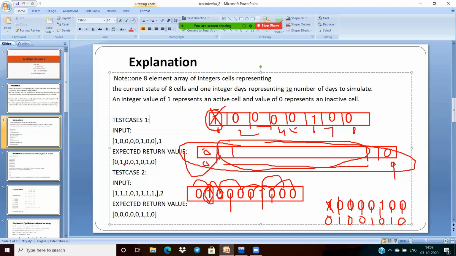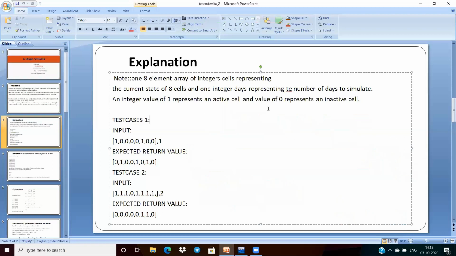So now this is the expected output here. See, 0 1 0 0 1 0 1 0. Yes, I'm getting it. So this is the way we can implement the logic. And let us see the code.